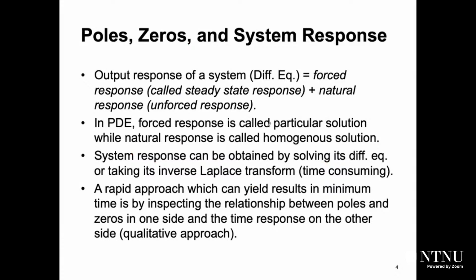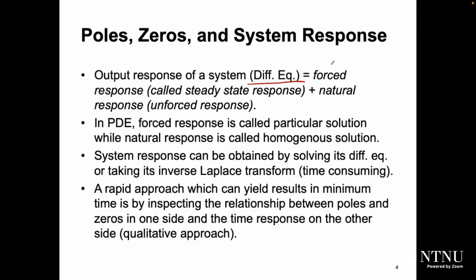What are the poles, zeros, and the system response? So the output response of a system, which is a differential equation, we agreed is a summation of two components. The first component is a forced response, right? And this forced response we call the steady state response, because we get it after the transient response. So when we are in a steady state, we have the forced component of our differential equation.